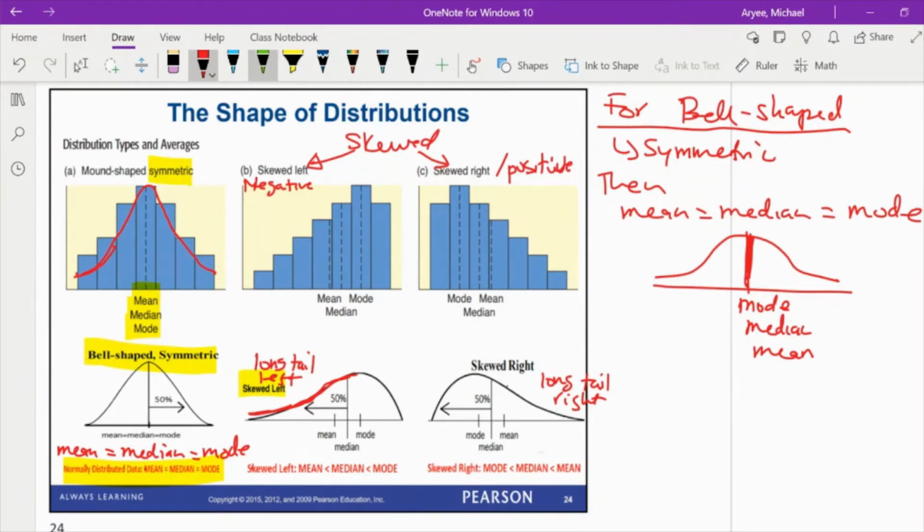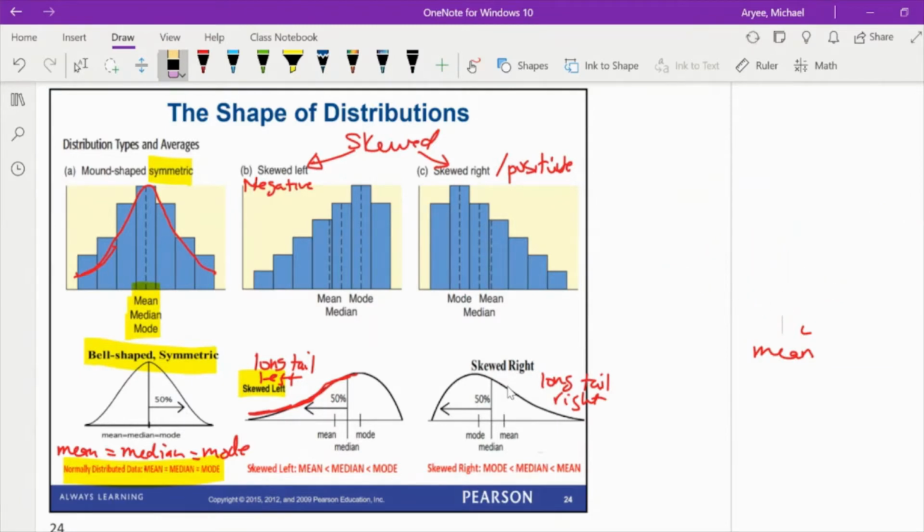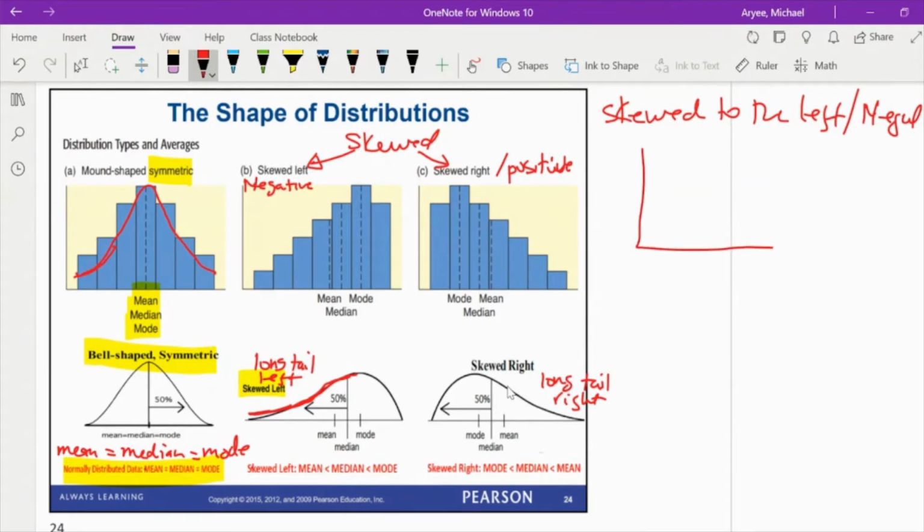Okay, now let me mention this very important thing, the relationship between the skewness and the central tendency. Let me start with skewed to the left, which we said is called negatively skewed. Let me draw a diagram. So the long tail is on the left side.